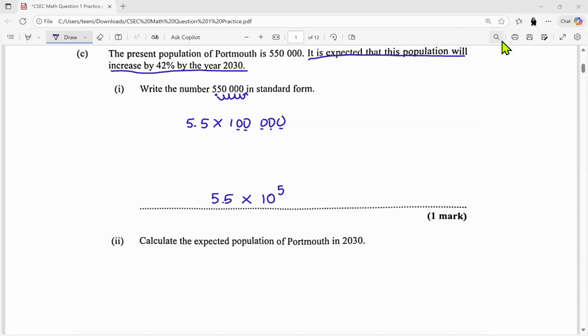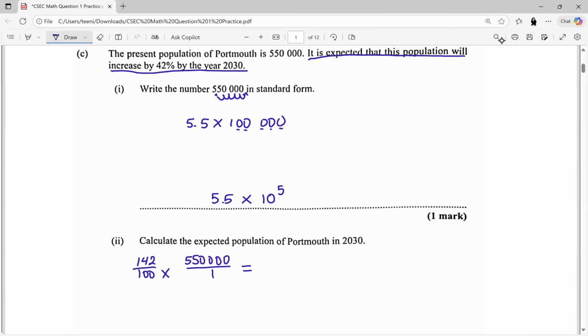The short way of finding a percentage increase: if the population increased, the new population will be 142% of the original one, right? So you could do 142% multiplied by 550,000, and that would give us, let's see, 142 times 550,000, which is 78 million.